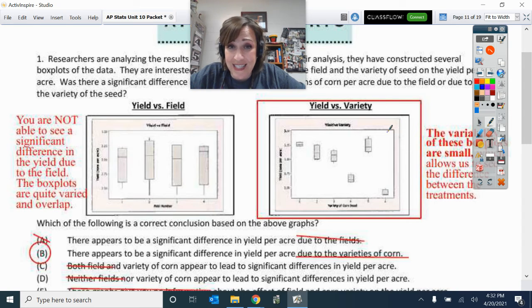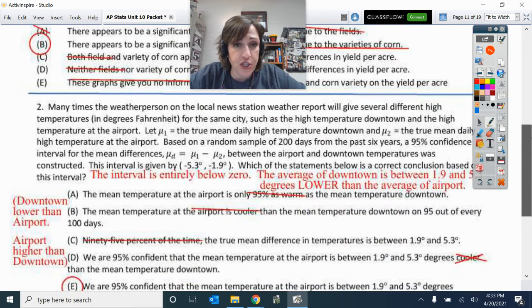But when the variety of corn was used, we used different varieties. Wow. Do you remember that? That is reducing the variability based on that variety. So that's really giving me an indicator of differences in the yield. For example, look at this one down here, very much lower than all of the others. So there is a significant difference in the yield per acre due to the varieties of the corn, not the field. All right, number 2.